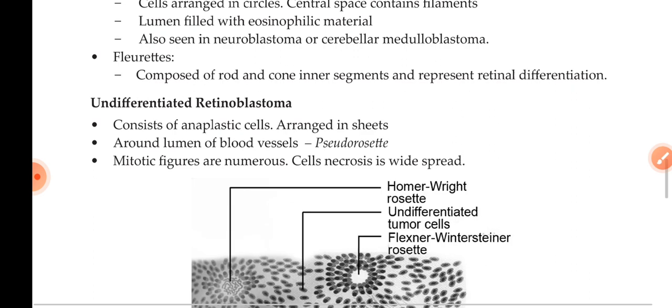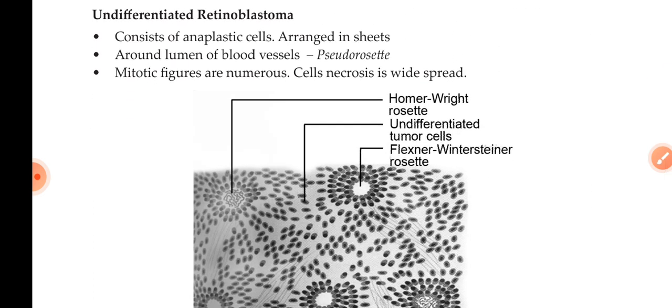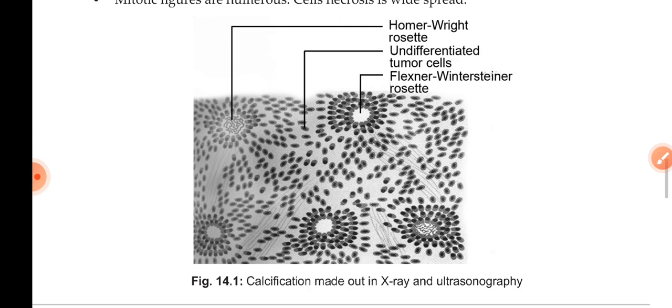Next, undifferentiated retinoblastoma consists of anaplastic cells. What is anaplasia? You should know from pathology. Cells are arranged in sheets, with pseudorosettes around blood vessels. Mitotic figures are numerous. Cell necrosis is widespread. Anaplasia means the cell has lost its integrity and is of variable shape and size, but in differentiated tumors it is more commonly polygonal. In the diagram you can see undifferentiated tumor cells, Flexner-Wintersteiner rosettes and Homer-Wright rosettes.